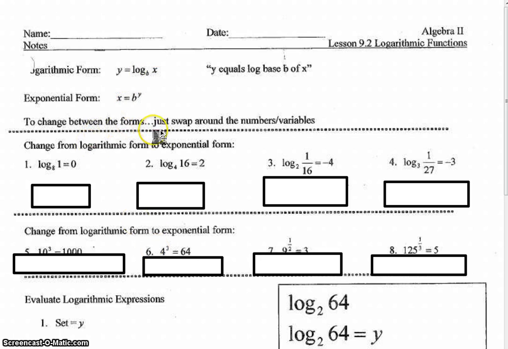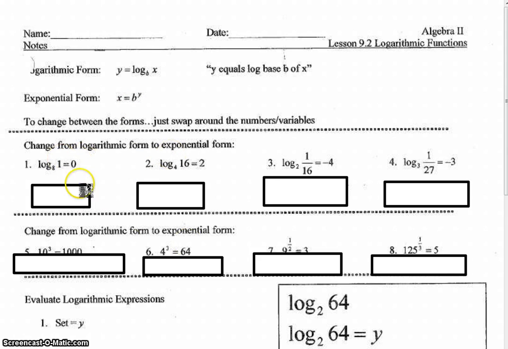To change between the forms, you're just moving things around. Your base is always the base. So here your base is a little subscript. Here your base is what holds the exponent. So your base stays the same, and then the other two numbers just swap sides.